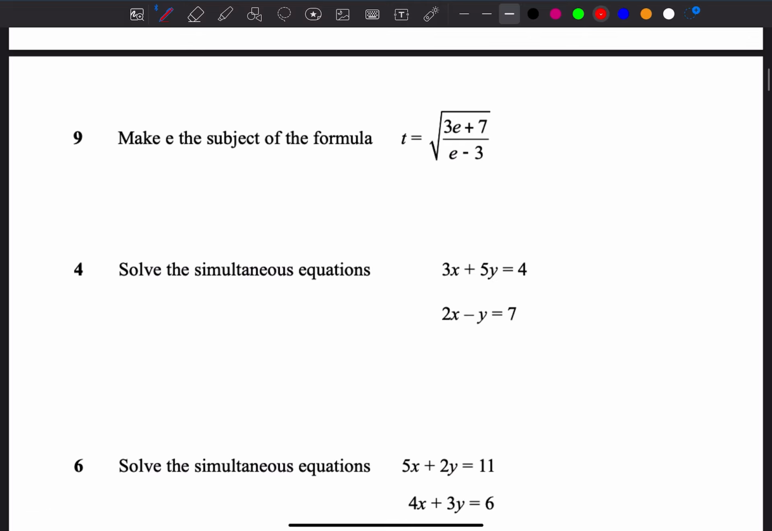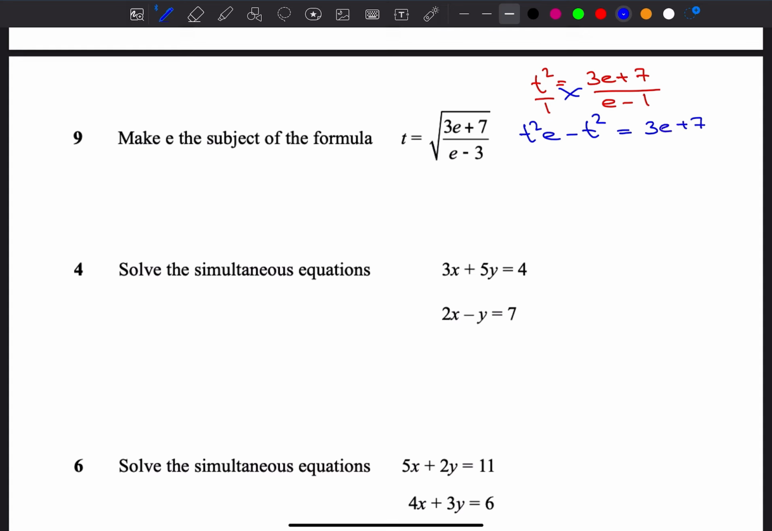Okay, making e the subject. So remember, you got a square root over here, so this square root goes to here and it becomes squared. So t squared equals 3e plus 7 over e minus 3. t squared over 1, you can cross multiply here. t squared times e minus 1 times t squared is t squared, equals cross multiply here, 3e plus 7.